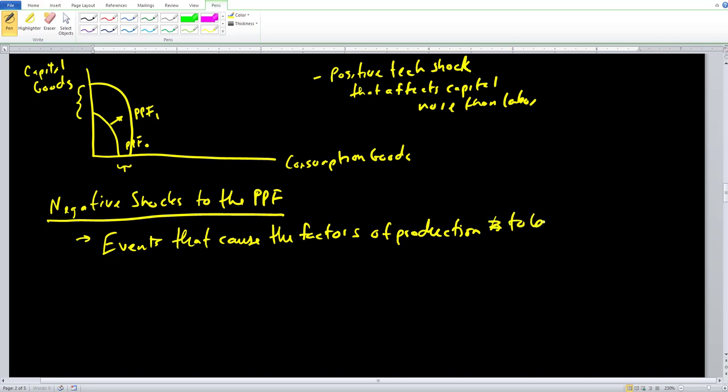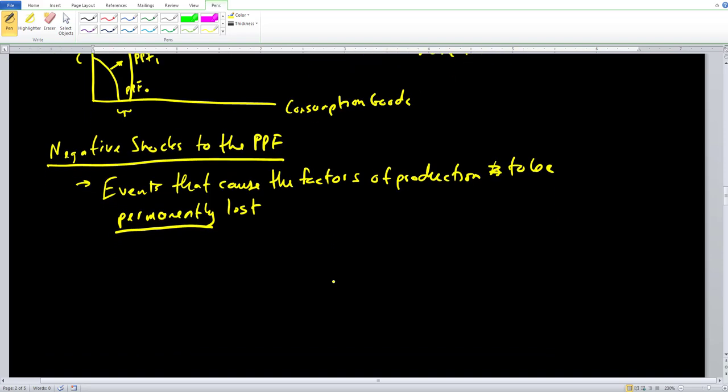So to be permanently lost. The key operating word here is going to be permanently lost, or something's going to be preventing us from using up all of our resources. So here, anytime we permanently lose one of our factors of production, we're just going to indicate that with a negative shock to our PPF.